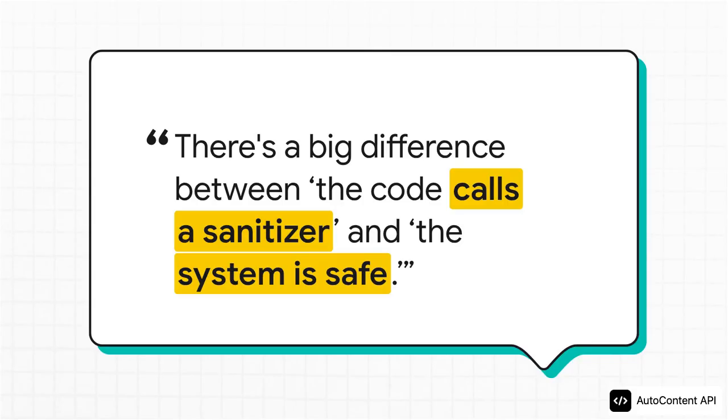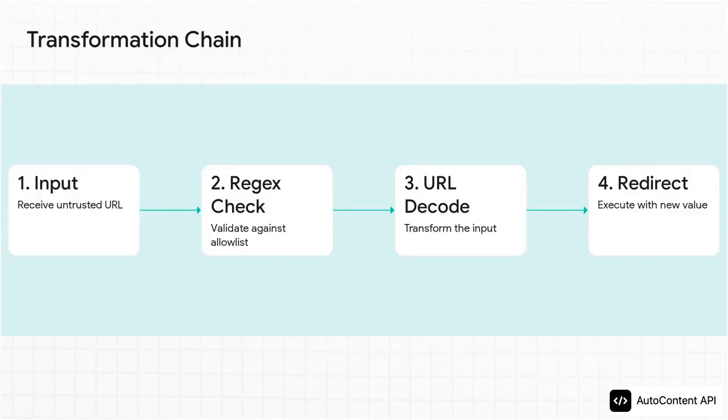A SAST tool can see that, yep, a function called sanitize HTML was definitely used. It can tick that box on the checklist. But what it usually can't figure out is whether that specific sanitizer was the right one for that specific situation. So you see, just having a check in place doesn't actually guarantee security. Let's walk through a real-world example to make this concrete.